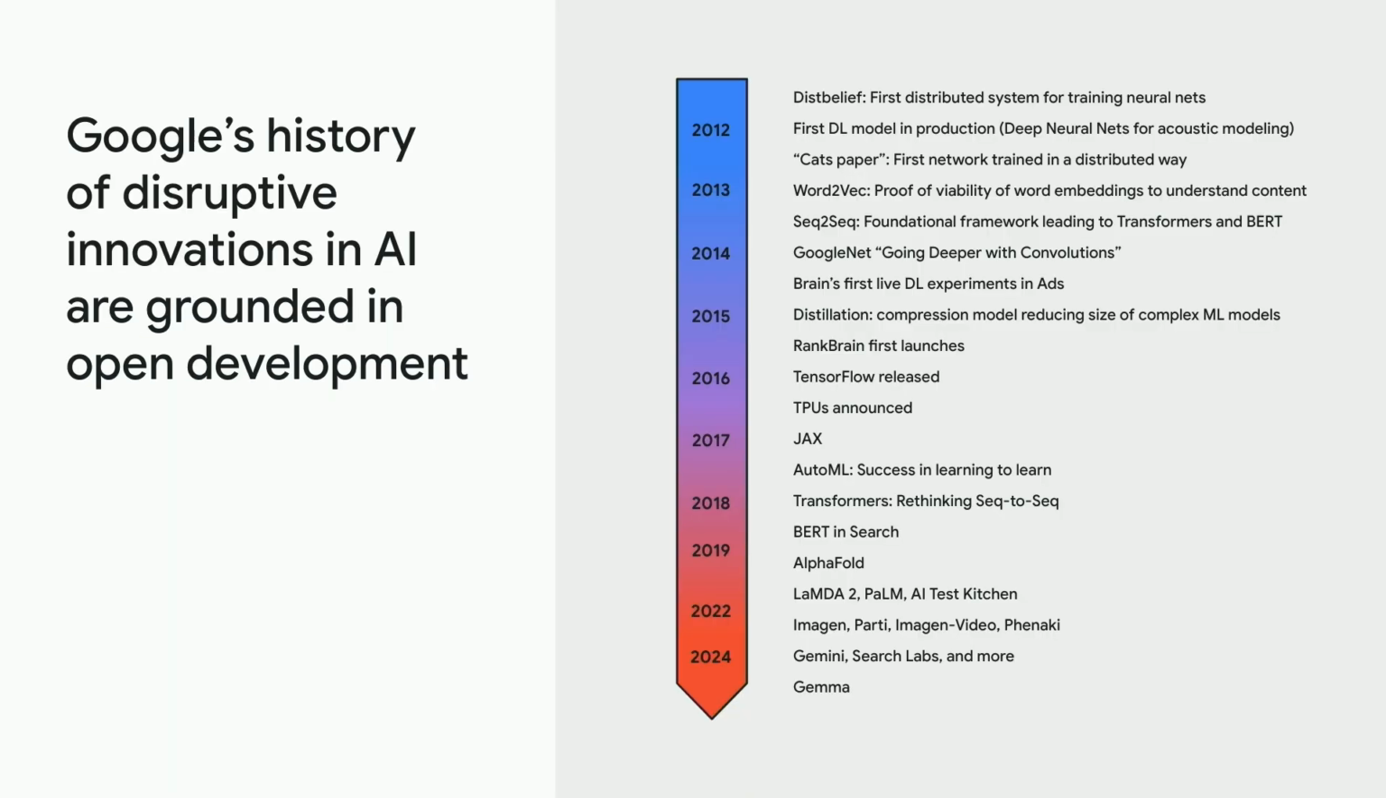And Gemma is really part of a long legacy at Google of innovations that have been grounded in open development, starting with things like Word2Vec, TensorFlow, TPUs, JAX, transformers, Keras, and most recently, of course, Gemma. And it's really been not just bringing these things to the world, but then seeing how the world takes this, builds on it, extends it, and the kind of impact that's had, that we're really excited to walk you through how to do in our workshop.